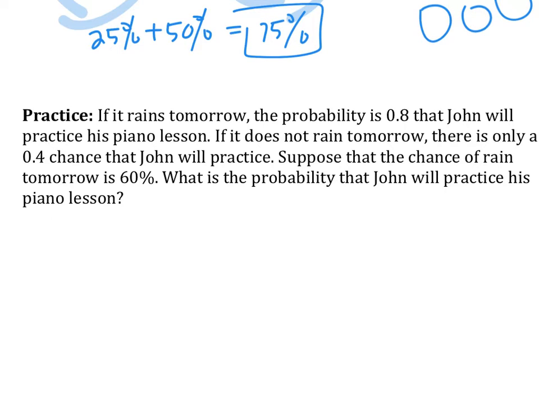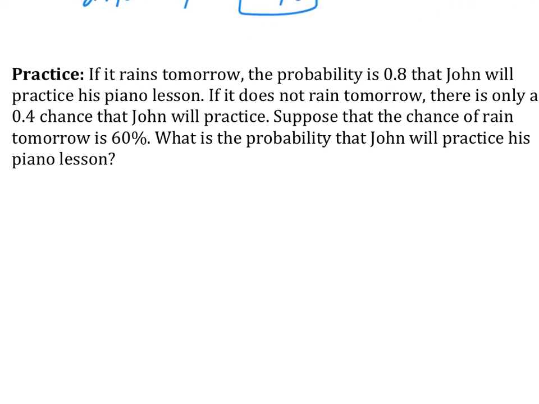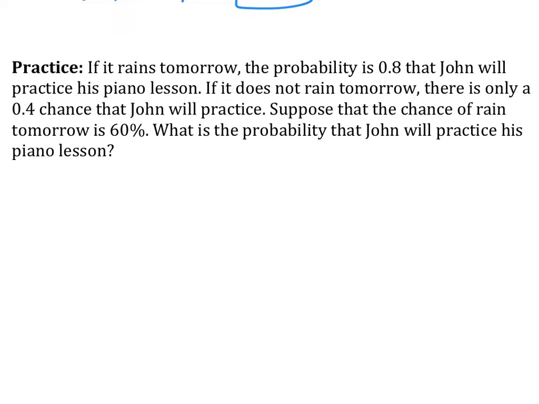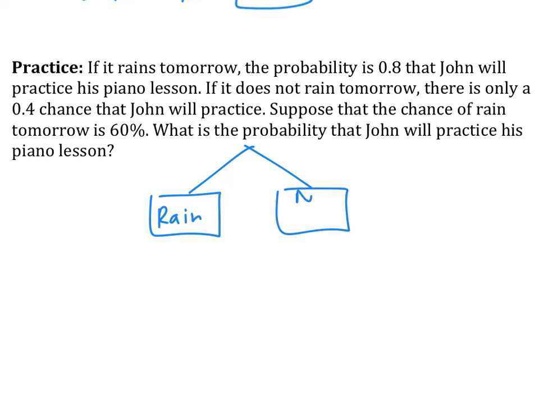Okay, I'm going to set up the tree diagram for you, but you have to figure out all the probabilities. So let's think about this process in order. What's the first thing that decides whether John practiced piano or not? Whether it rains or not. So the first stage is rain or no rain.